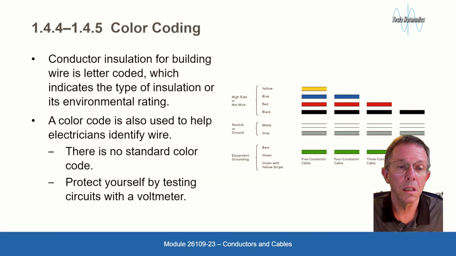Color coding. Conductor insulation for building wire is letter coded, which indicates the type of insulation and its environmental rating. A color code is also used to help electricians identify wire. There is no standard color code. Protect yourself by testing circuits with a voltmeter.